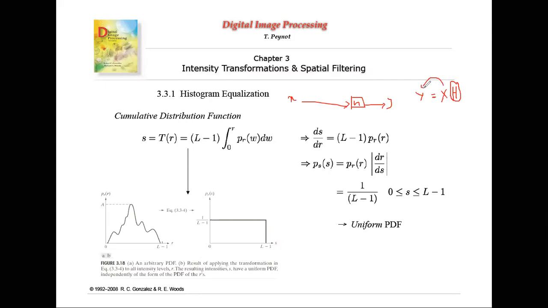So what I have to do to nullify the effect is pass this Y through one more block, which may have a response of 1 divided by capital H, remember, not small h, the Fourier transform. 1 divided by capital H. If you do so, then you will be able to get the original thing back. Remember.